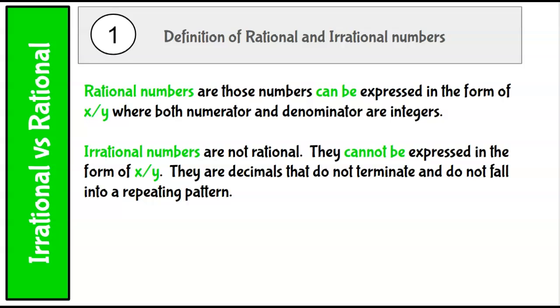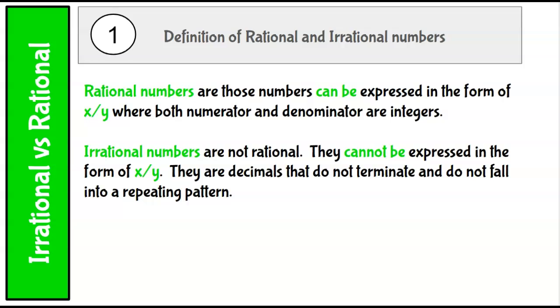Rational numbers are those that can be expressed in the form of x over y, where both numerator and denominator are integers. Nice, normal, rational numbers. The key word here is ratio. It can be written as a ratio.